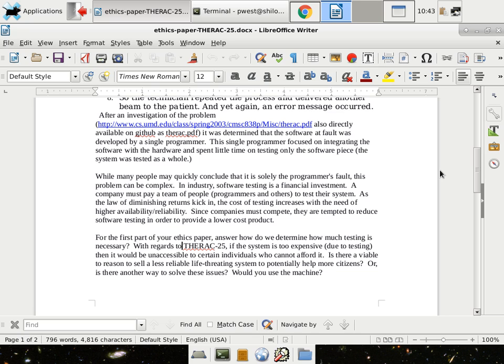And then, of course, my favorite is, once you've determined what level of security is in here, would you use the system? I don't know. Before you die. So yeah, first off, is there a viable reason to sell a less reliable, life-threatening system to potentially help more citizens?